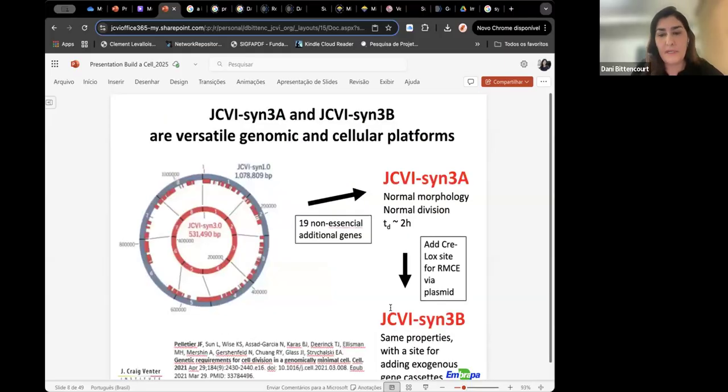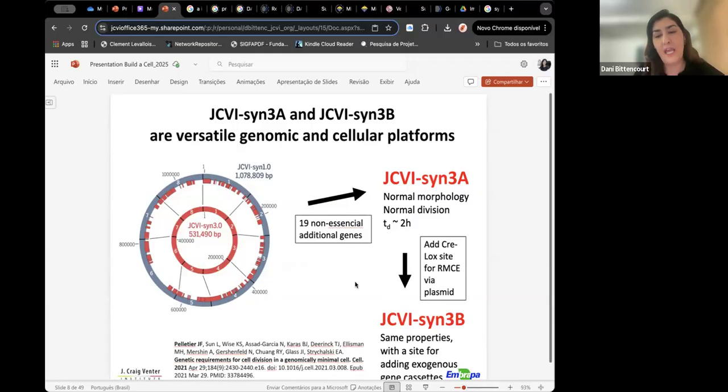So a study was performed to identify which genes could be put back in the Syn3.0 to bring back the regular morphology that we were expecting. At the time, it was done by introducing 19 non-essential genes back to the JCVI Syn3.0, which brought us to JCVI Syn3A, which has a normal morphology and a normal division. So it's a happier cell, and an easier cell for us to work with.